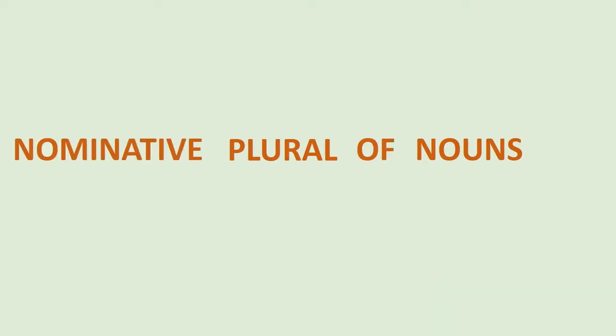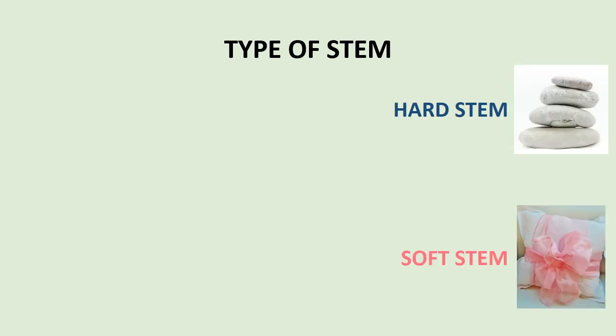Our topic is called nominative plural of nouns. The first thing we want to consider is the type of stem. A stem is the part of a word without an ending. There are two types of stems in Russian, hard as a rock and soft as a pillow. In order to determine the type of stem, we need to look at the last consonant of the noun.